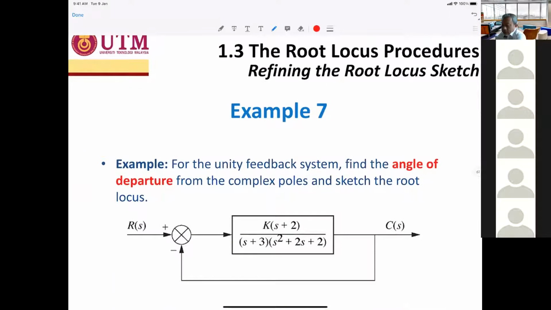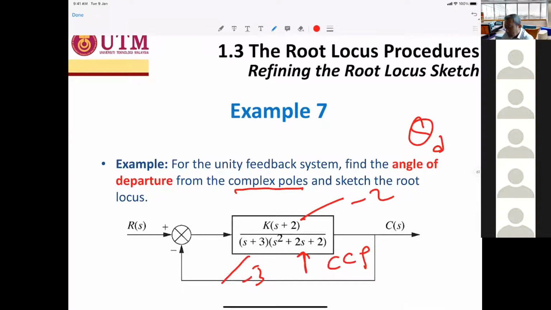Example 7. For the unity feedback system, find the angle of departure from the complex poles and sketch the root locus. So you have to find theta d. If you look at this transfer function, the zero is at -2, the pole is at -3, and there are complex conjugate poles. So what are the roots for this? S square plus 2s plus 2.